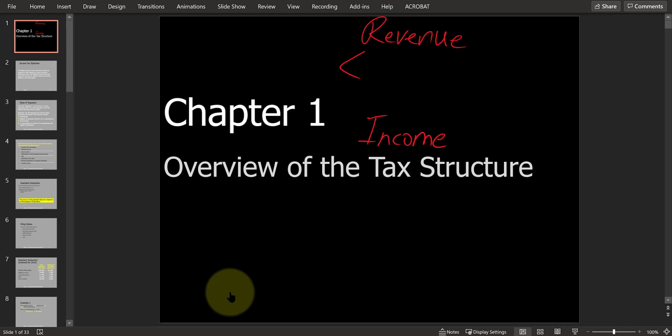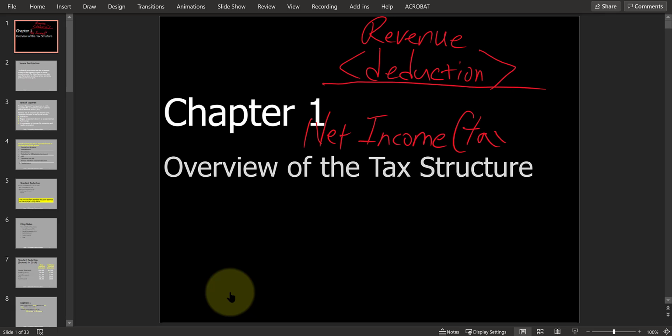Then we're going to subtract out certain costs called deductions. And we're going to learn about one big deduction here in chapter 1 called a standard deduction. And then the remainder, or when you subtract out something, sometimes we call that netting or net, the remainder is called net income. Or the term we use in our tax class is called taxable income. Okay. So you'll see these terms in this chapter, taxable income.